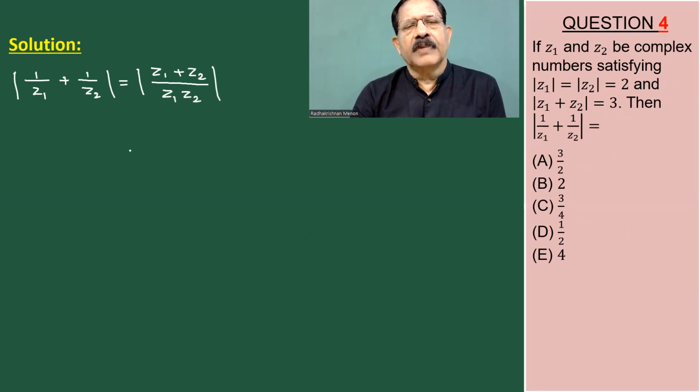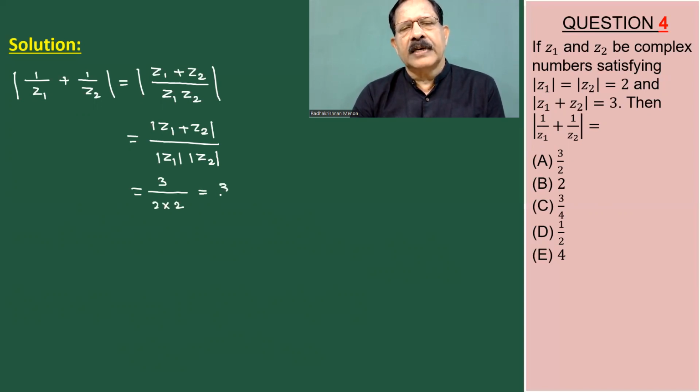We are using the property. So in the numerator, the modulus is mod of z1 plus z2. We can separate and take the modulus: the denominator is mod z1 into mod z2. For division and multiplication, we can separately take the modulus. It's given that the numerator is 3, and the denominator is 2 into 2, so the answer is 3 by 4. Very easy. Option C.